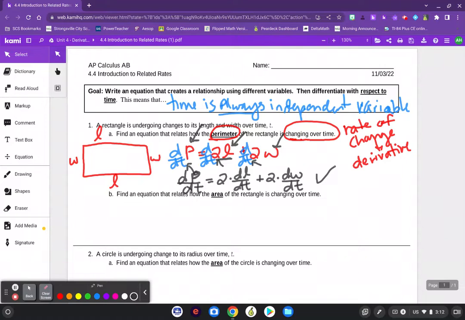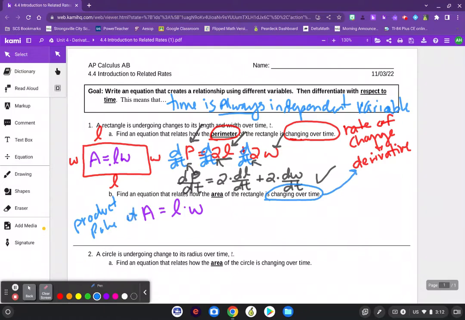Part B says find an equation that relates how the area of the rectangle is changing over time. If you recall, the area of a rectangle is length times width, or you could say base times height. So again, area is length times width. Oh no. Times means I have to use a product rule when I go to take this derivative. Again, it says changing over time, which makes me think of a rate of change or a derivative. Changing over time means I'm going to take the derivative with respect to time. t is my independent variable.